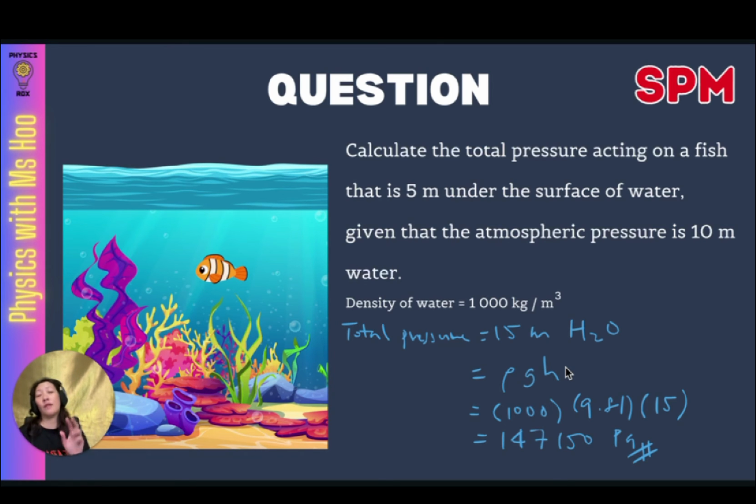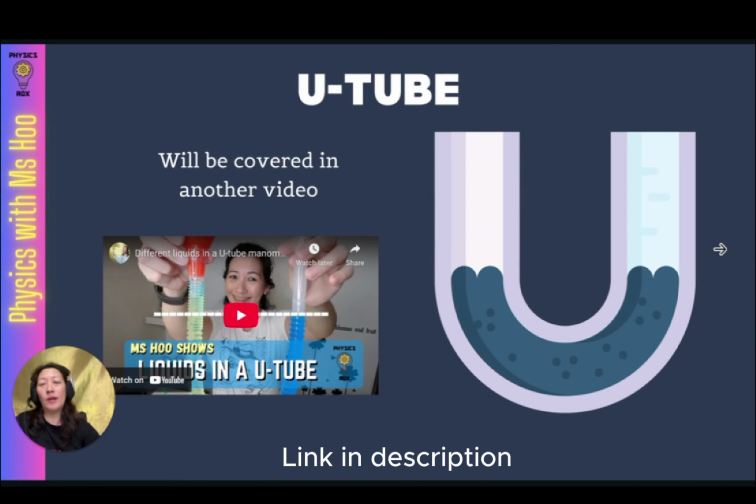As long as you use the formula correctly, you should get the correct answer. Now, there are other kinds of questions that you would need to be able to answer in SPM related to liquid pressure, especially involving U-tubes. However, because this can be quite long, I've covered this in another video, which you can check out. I've put the link in the description below. For this video, we're just going to focus on some of the basic stuff you need to know for liquid pressure. And this includes the applications of liquid pressure.